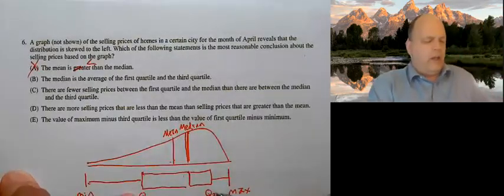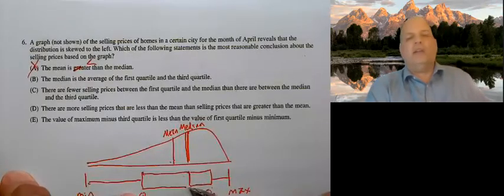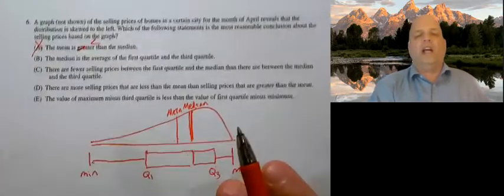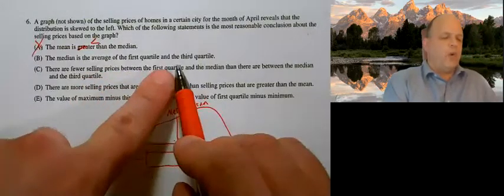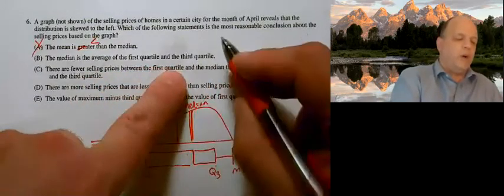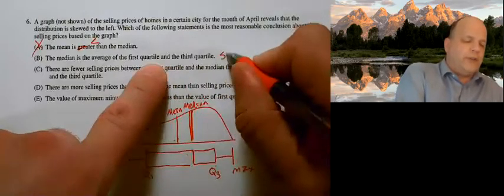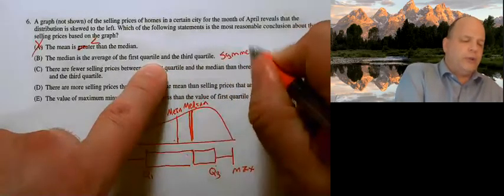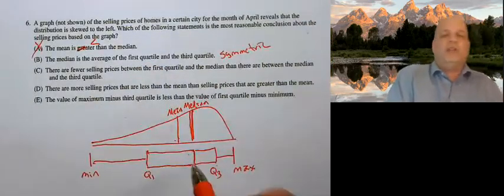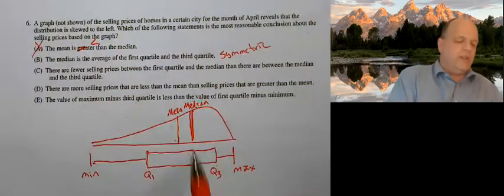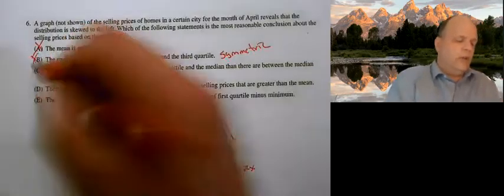Well, clearly the median is not in the center. So obviously it's not the average. And matter of fact, the median is the average of the first and third quartile only if it's symmetric. That's only true if it's symmetric. Otherwise, that's not likely to be true. They said it was skewed, so the median is not the average here. So that's not the case.